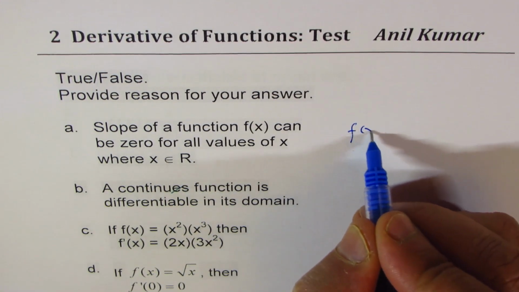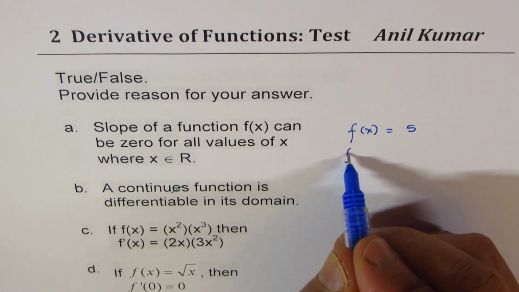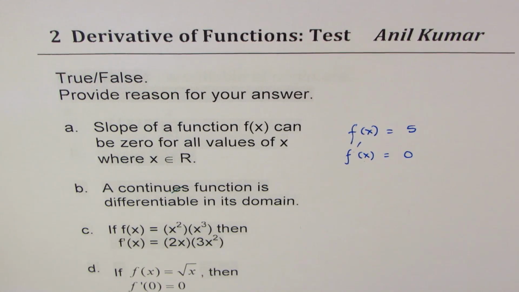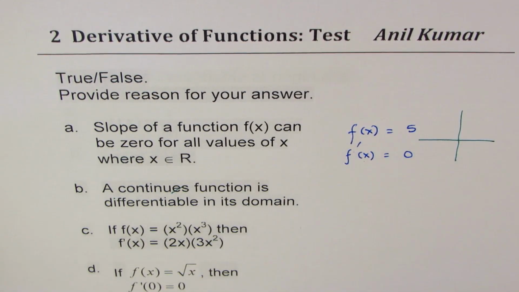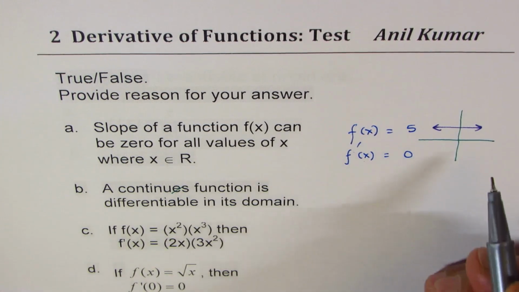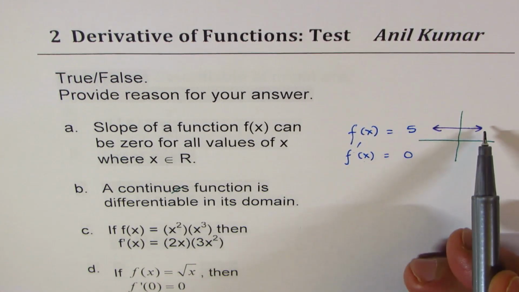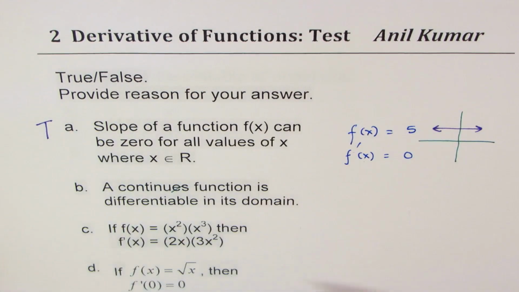Well, if you take a function which is a constant, let's say 5, right? Then what is the derivative of this function? It is 0. So any function which is a constant can be represented with a horizontal line, right? Slope of the tangent is going to be 0. Derivative will be 0 in its entire domain. So this statement is true.